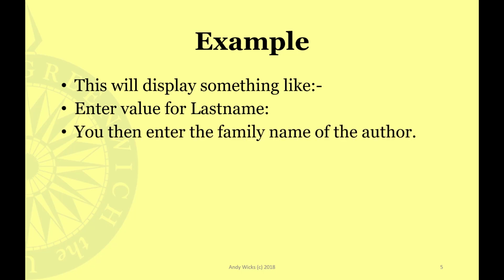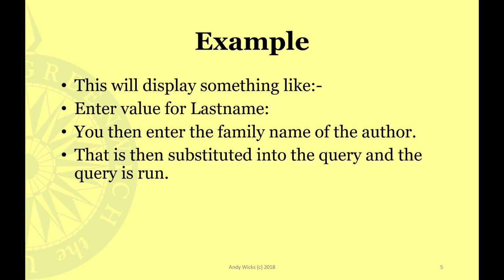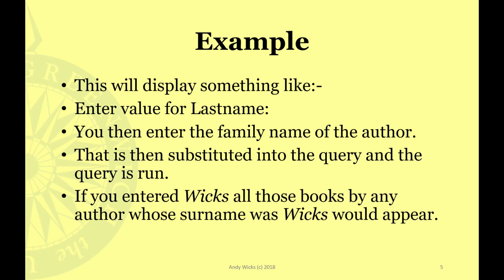You will then enter the family name of the author and then that name is substituted into the query and the query is run. If you entered Wicks, all those books by any author whose surname was Wicks would then appear. It's that simple. Now you may need a couple of parameters to be able to get what you want out, but that's all there is to it.